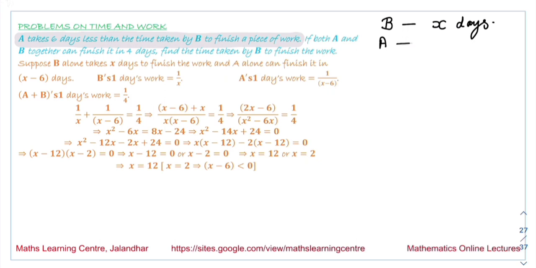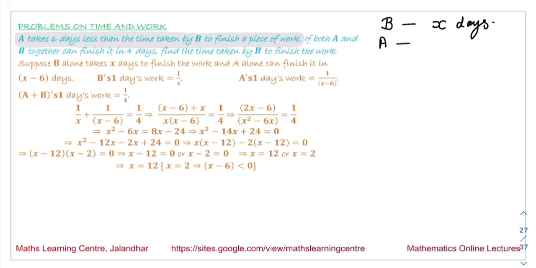So how many days will B require? It is 12 days. This is our answer. So how many days will A require? It will be 6 days. So this is our answer, that we have to find the time taken by B to finish the work. So the time taken by B to finish the work is 12 days.